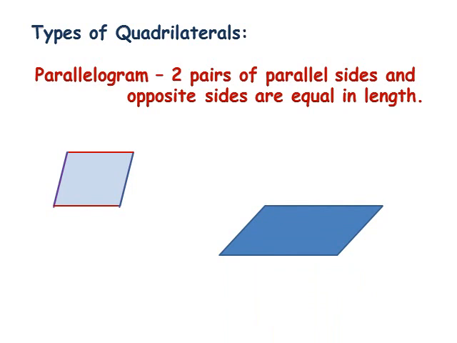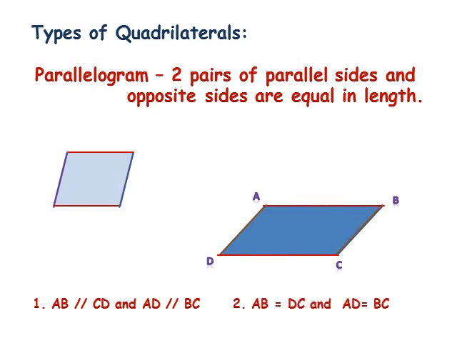Okay, let's try this example. Let's name the corners A, B, C, and D. If you can say that side AB is parallel to side CD, as well as AD is parallel to BC, see, the opposite sides are parallel, then that's a parallelogram. And also you have to make sure that side AB and opposite side DC are equal, as well as side AD and side BC, the opposite sides. Then that is a parallelogram.